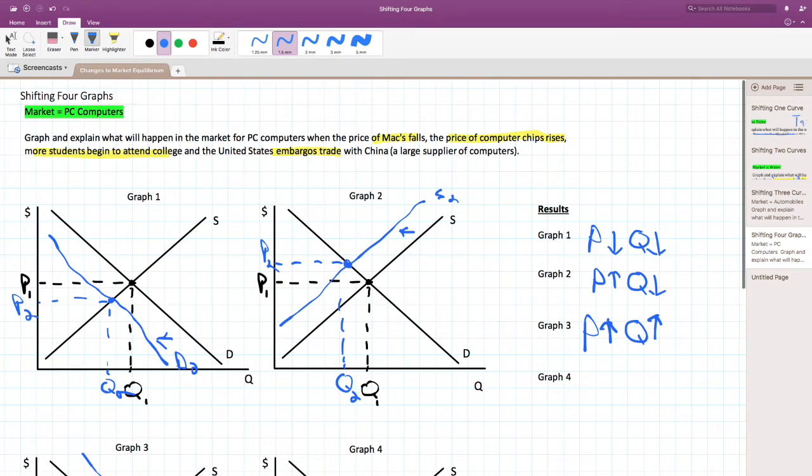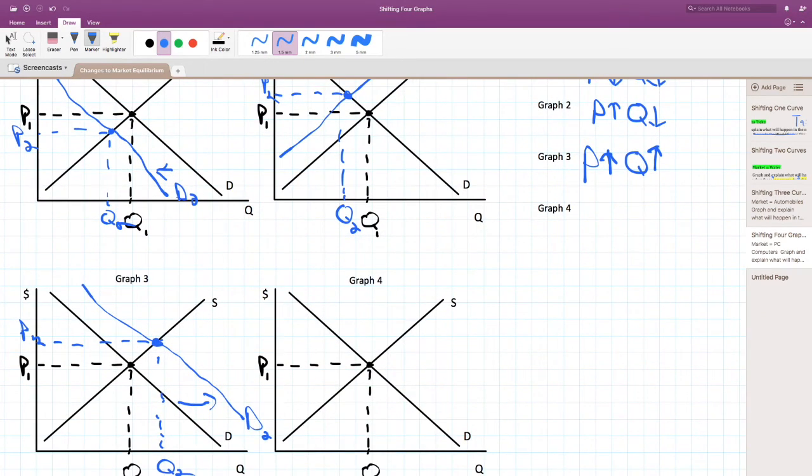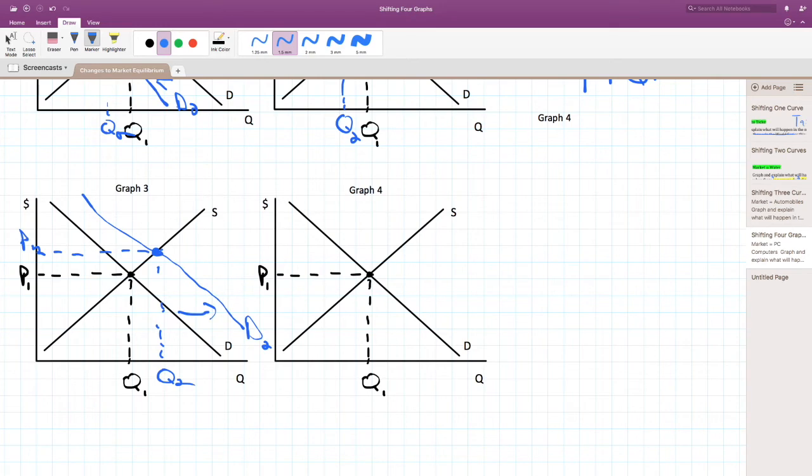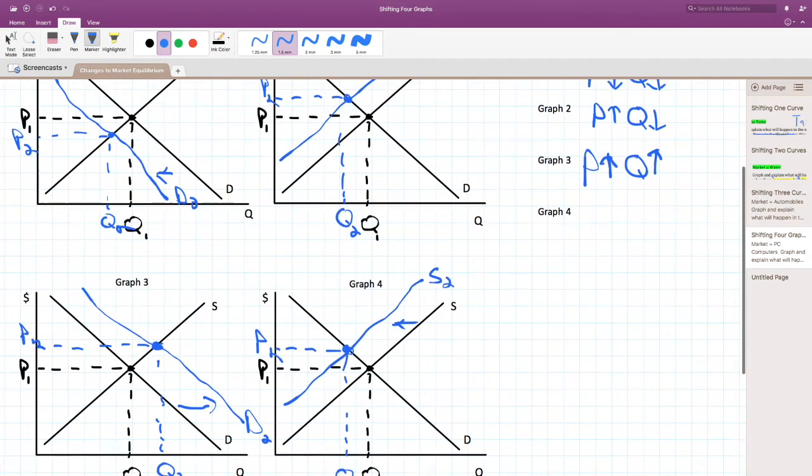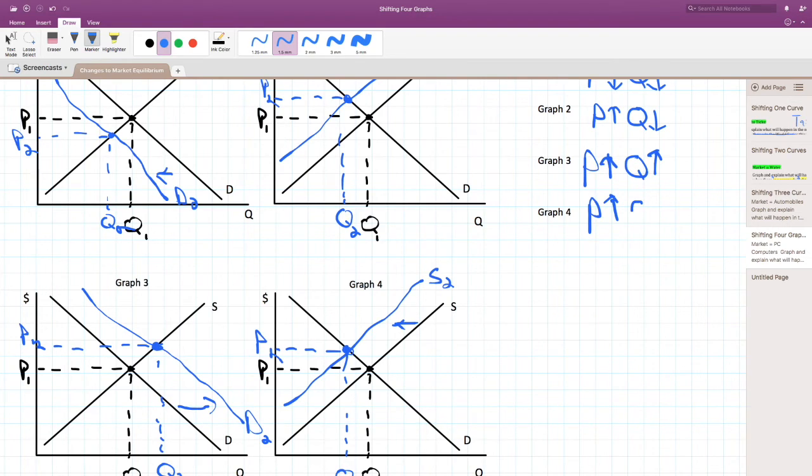All right, let's look at graph 4. Graph 4, the United States embargoes trade with China. China is going to be a supplier of PCs and PC parts. If the United States embargoes trade, I would anticipate the supply of computers to decrease. Supply is going to shift to the left. The point where the new curve intersects my old demand curve is going to be my new equilibrium. I'm going to label that P2, Q2. I'm going to come back here to my answers. Price rises, quantity falls.